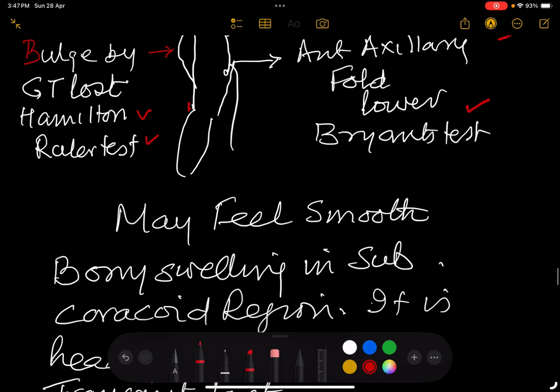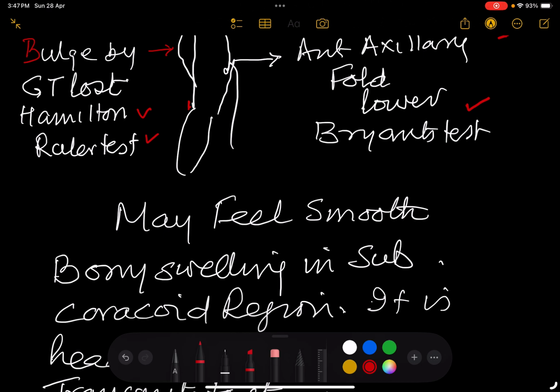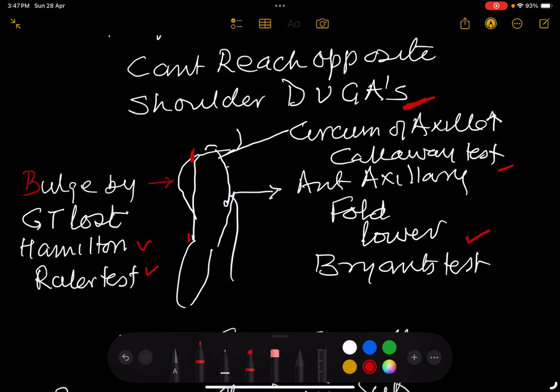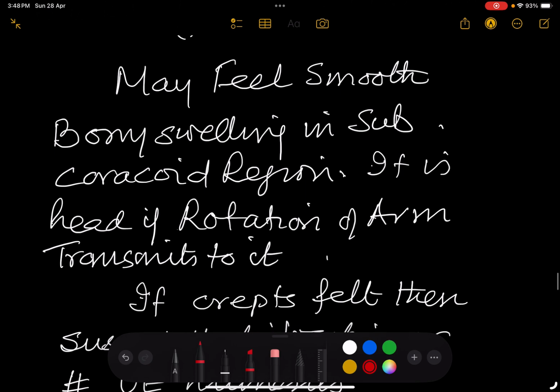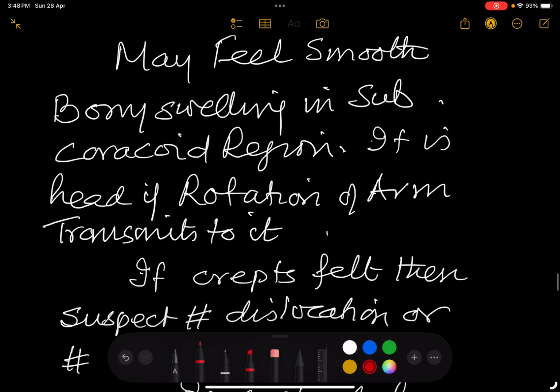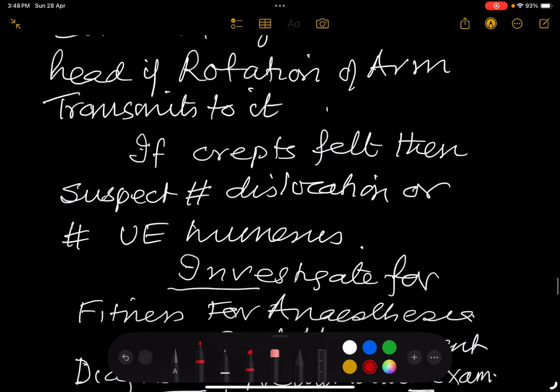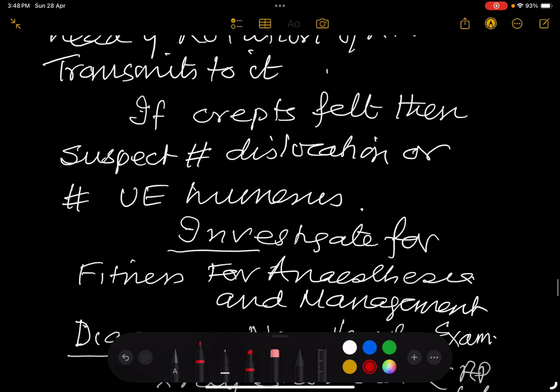So these are the 4 tests, but sometimes you may feel a smooth bony swelling under the coracoid process, and you can confirm this is the head, because if you rotate the arm, the movements would get transmitted to the head. But if you feel crepitus while doing this, then you must suspect that there is a fracture dislocation or a fracture of the surgical neck or upper end of humerus.